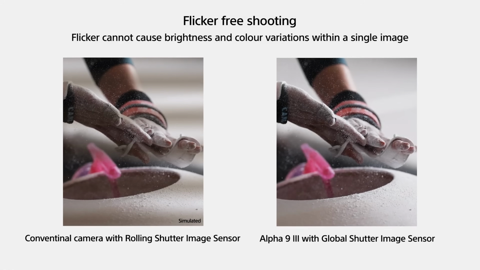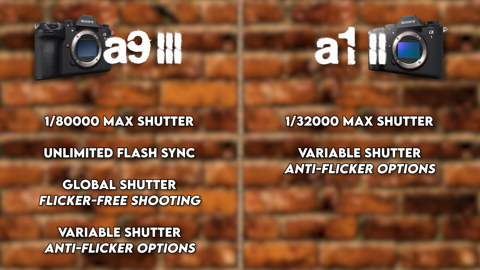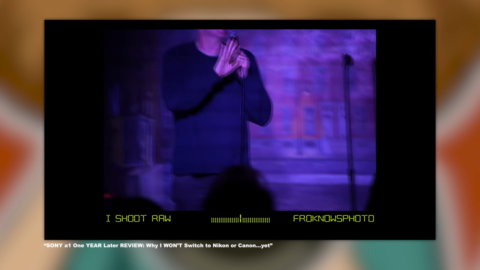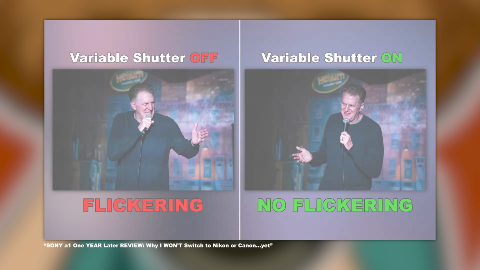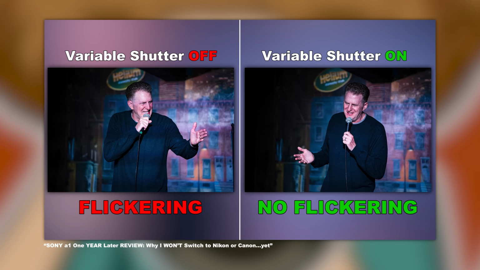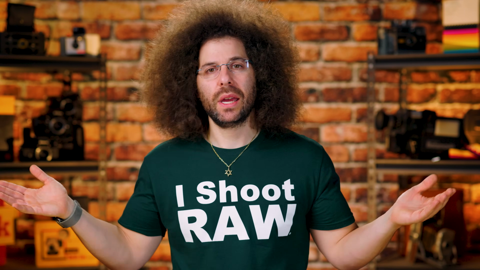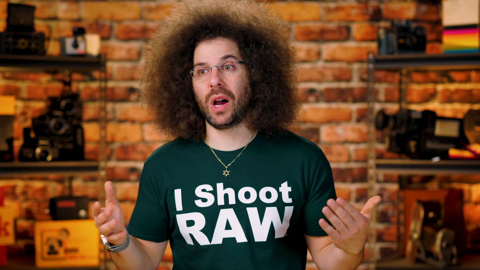Now that's not to say that the A1 II isn't capable of doing something similar. You can go into the anti-flicker mode where you can dial in a shutter speed to the flicker of the light. It will read it and then it will get around that flicker. It's just a little more complicated to do that, whereas with the A9 III, you never have to worry about it because you are reading the sensor all at once.